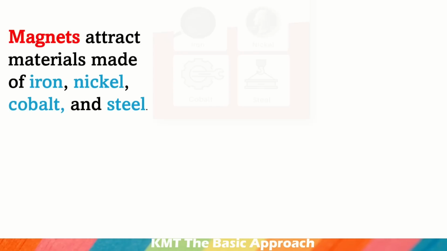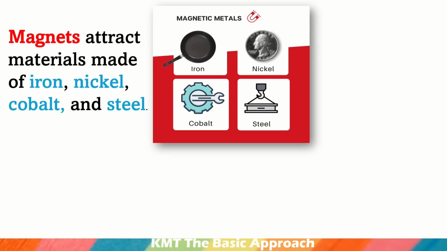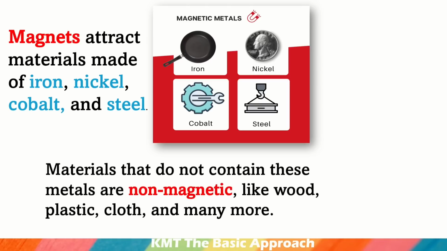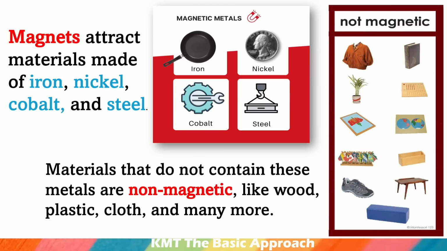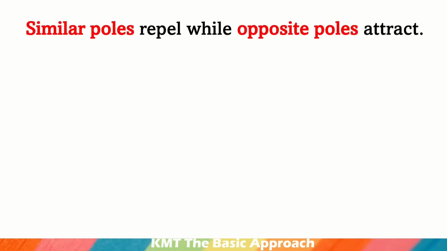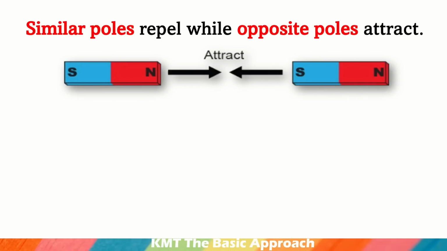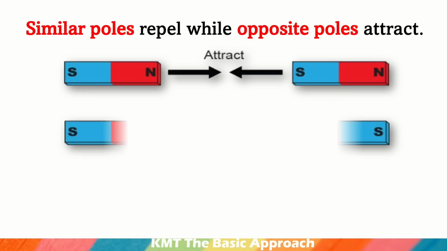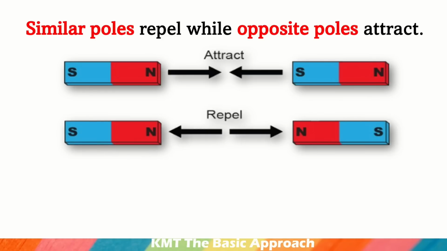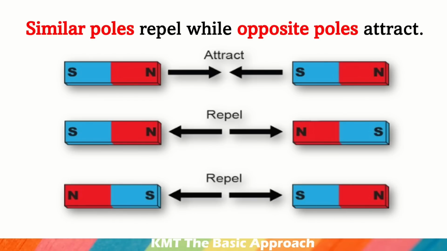Magnets attract materials made of iron, nickel, cobalt, and steel. Materials that do not contain these metals are non-magnetic, like wood, plastic, cloth, and many more. Similar poles repel while opposite poles attract. For example, North Pole and South Pole will attract, while North Pole and North Pole will repel. Same with South Pole and South Pole will repel.